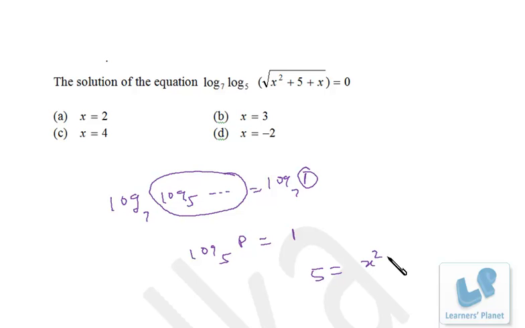So that is x square plus 5 plus x square root. So if I eliminate the square root, I'll be getting this. Now it is x square plus x minus 20 is equal to 0. So that means x is equal to minus 5 or 4, right? Now x is equal to minus 5 or 4. We don't have minus 5 in the options. We have 4 in the options.